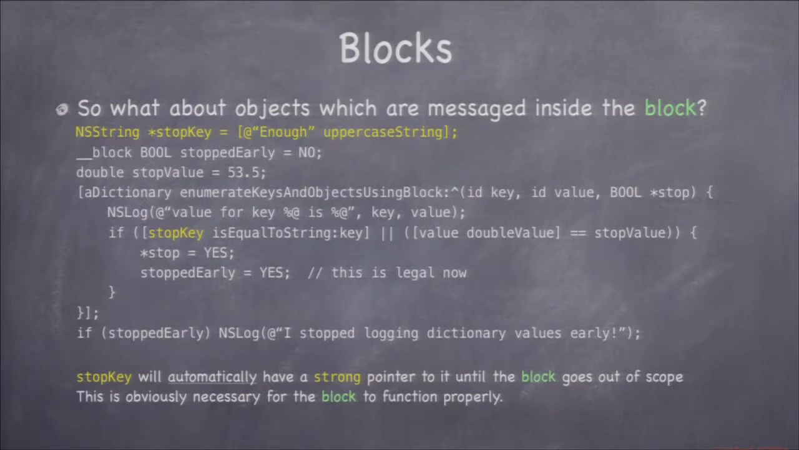Otherwise, it could leave the heap by the time this block executes, because this block could execute at any time. Okay? This block happens to execute immediately when you call this, but it's legal for the dictionary to grab this block and store it somewhere and execute it sometime later that it wants to. Okay? So every time you use it, listen to this carefully, every time you send a message to an object inside a block, a strong pointer is created to that object, and it stays around until the block goes out of scope, until the block no longer exists. Okay? As long as that block exists, a strong pointer to every single object in there, this message will exist.